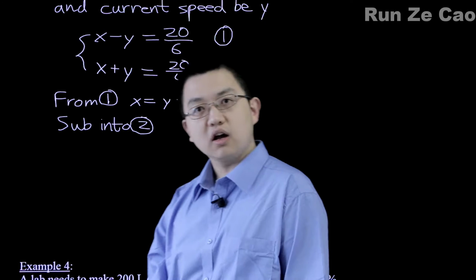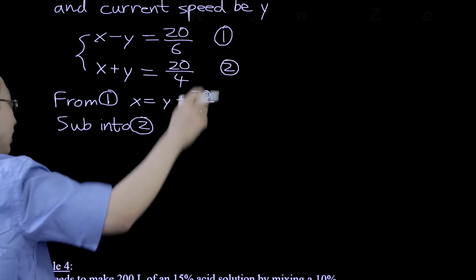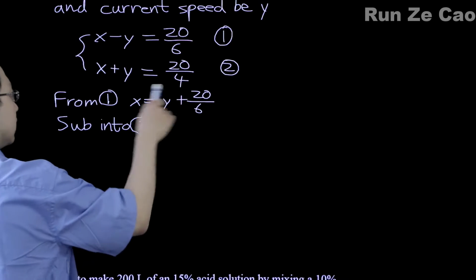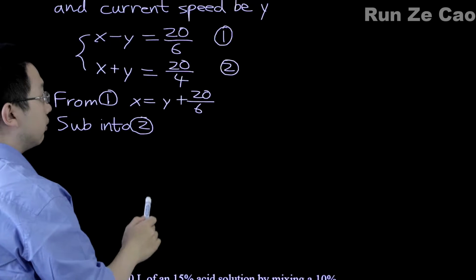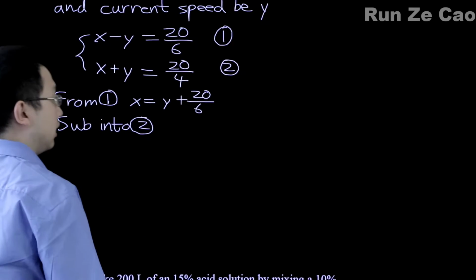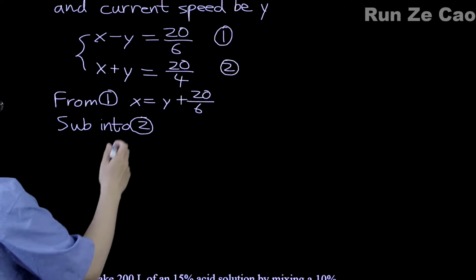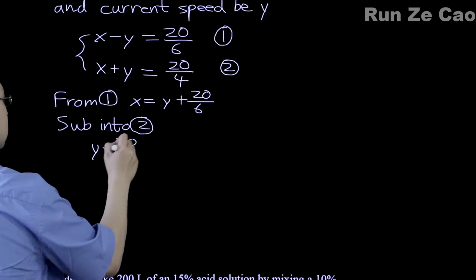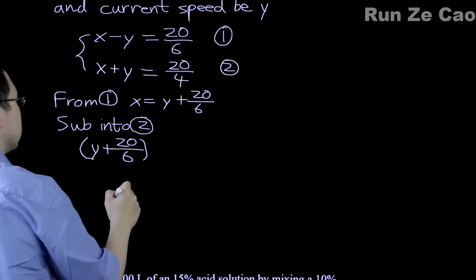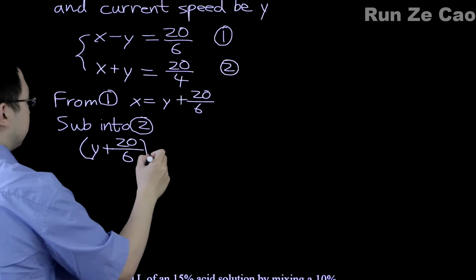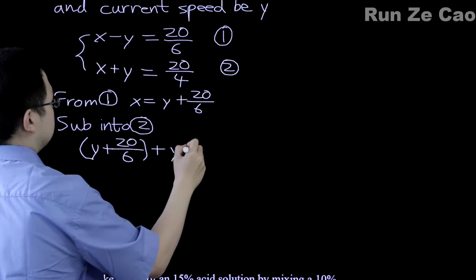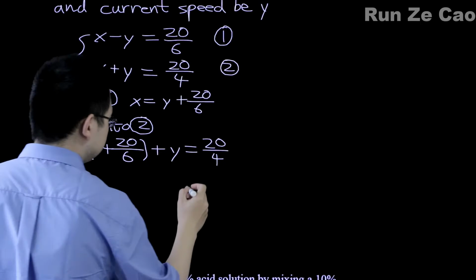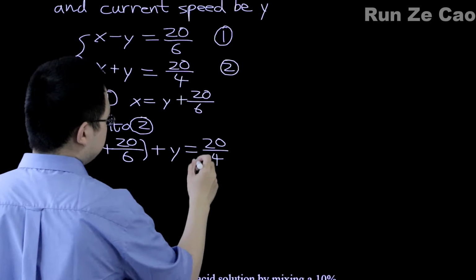Because if we sub this into this, all we'd get is 0 equals 0. Well, hallelujah. Of course 0 equals 0. So we have to substitute this from 1 into number 2, or vice versa, if we want to actually find a solution. So this comes out to y plus 20 over 6, and I do realize this is equal to 10 over 3, plus y equals 20 over 4. Now, and I do realize this is 5.